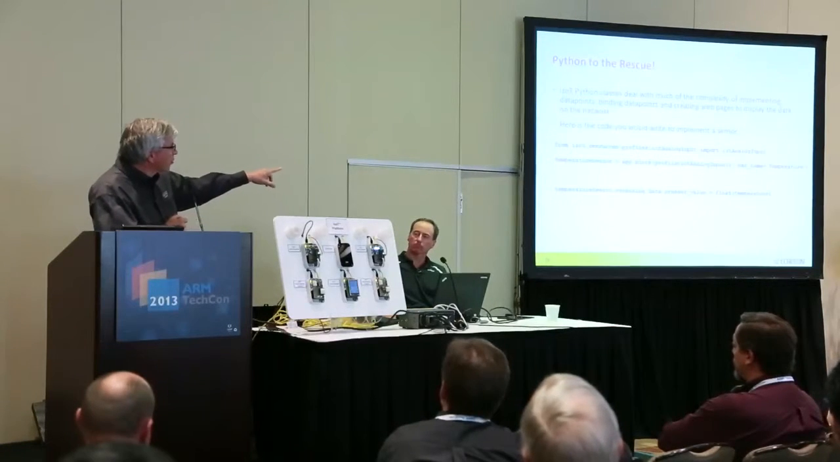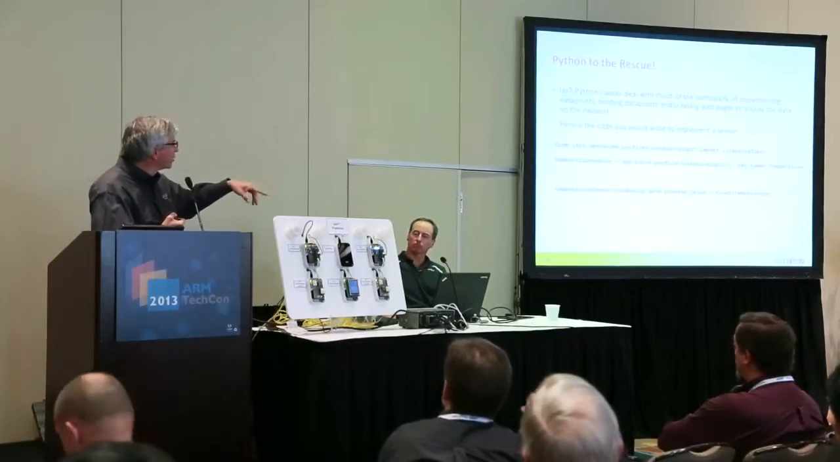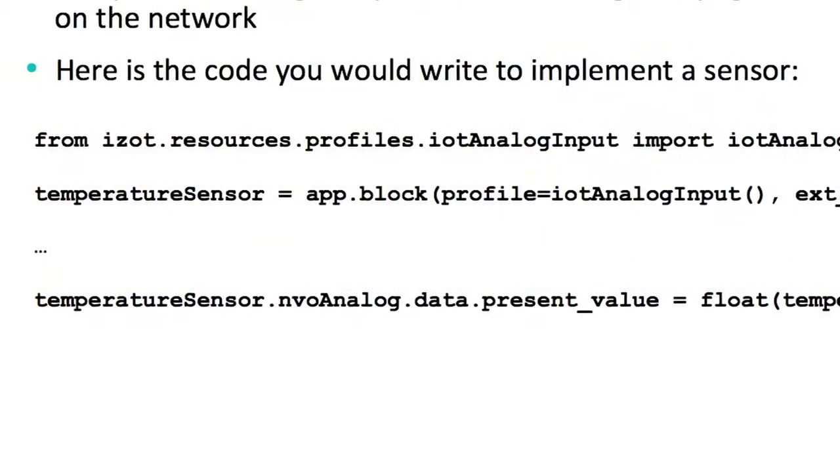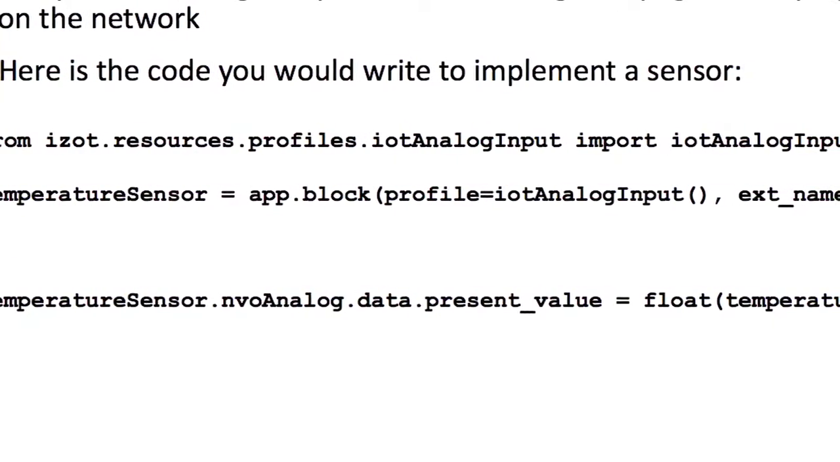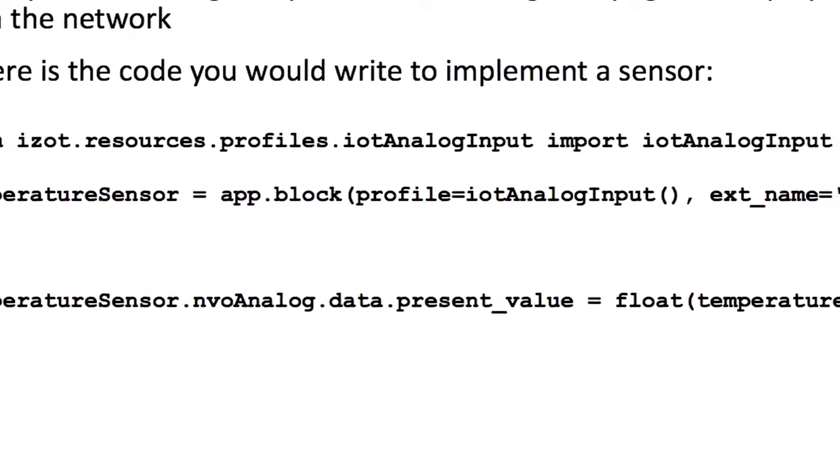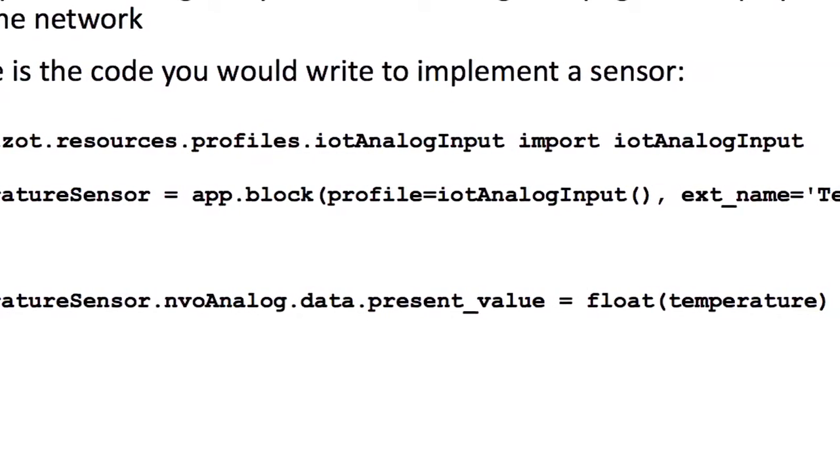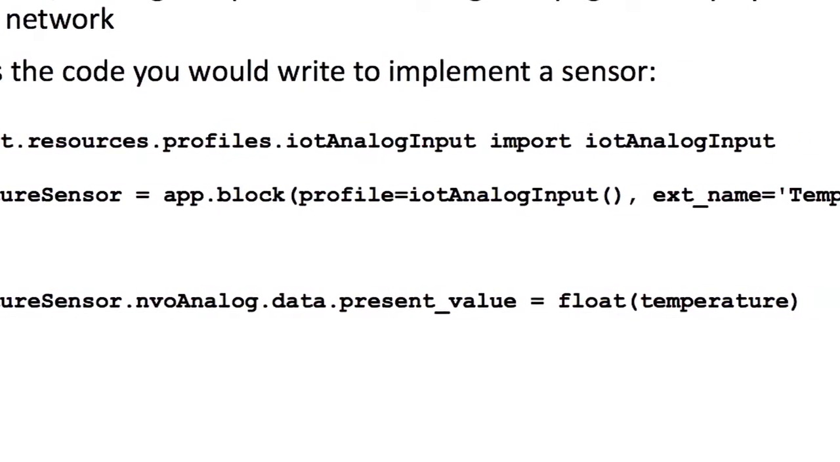That becomes a block. So to create the block, again, one line of code. I just say temperature sensor equals app.block, refer to the analog input, and I give it a name. I'm going to call it temperature because it's going to report temperature. So with that, I've now created a block that implements that profile.